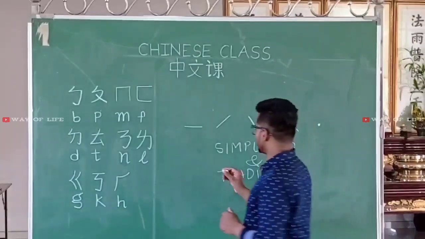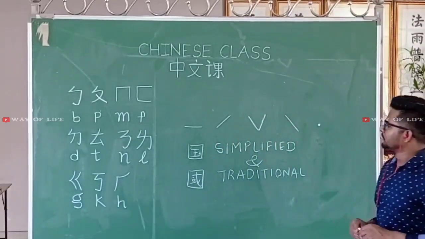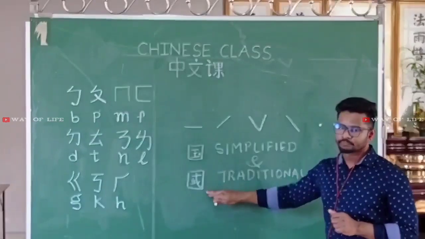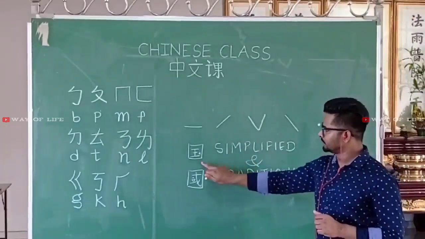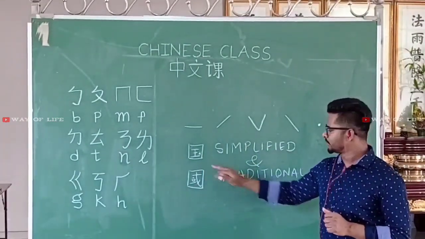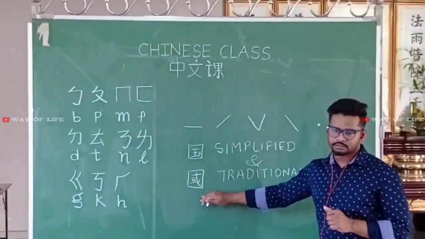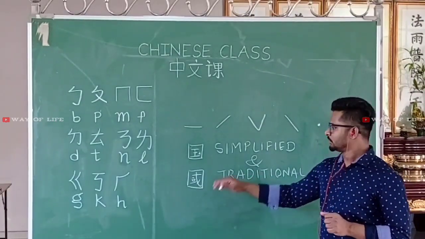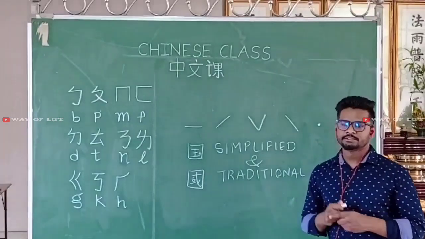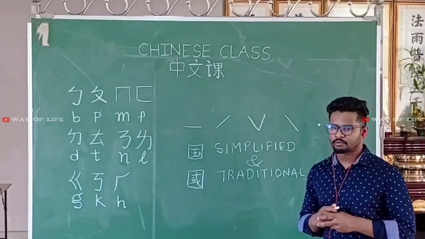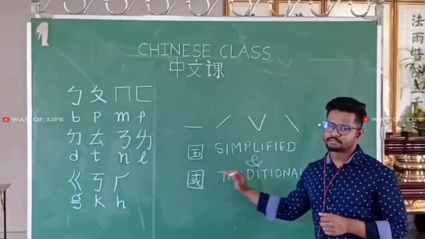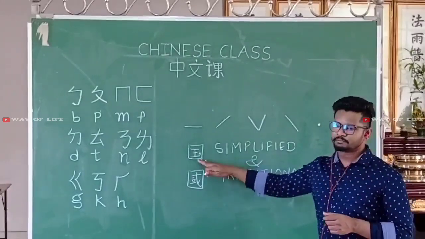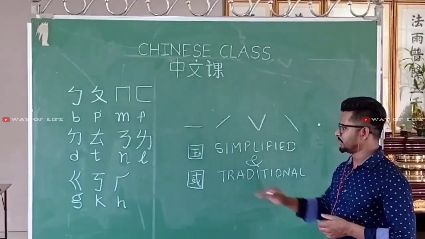For example, in Chinese we write country as this word. This word denotes the country. You can see in simplified Chinese we write the script like this, but in traditional Chinese we write it like this. Traditional Chinese is mainly used in Taiwan. Simplified Chinese is mainly used in mainland China, some parts of Hong Kong, Malaysia, Singapore and various other Chinese speaking countries. So we shall be learning the simplified version of Chinese, the reason being it is very easy to learn.